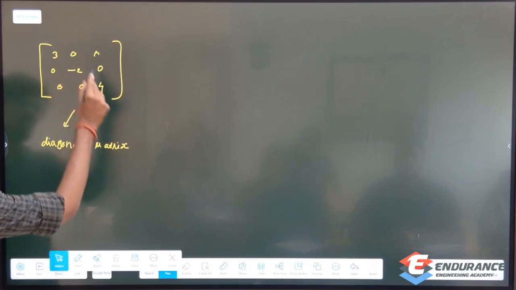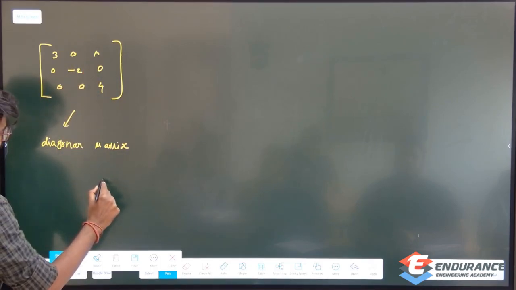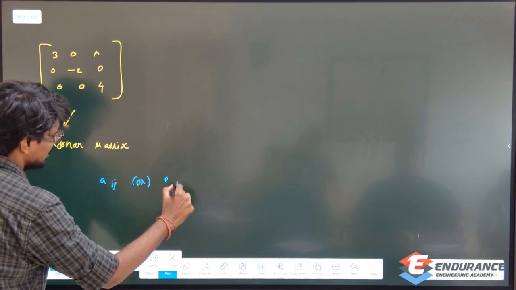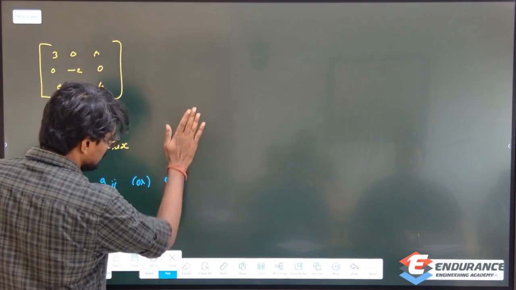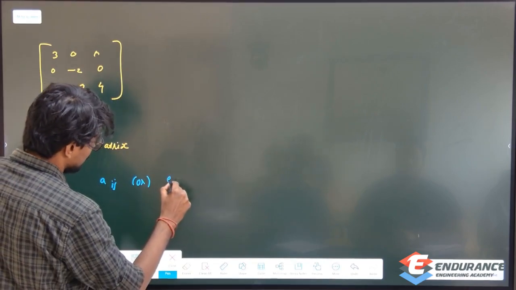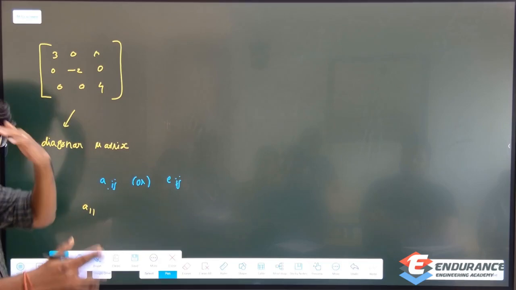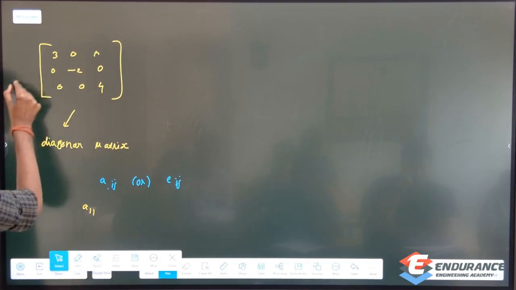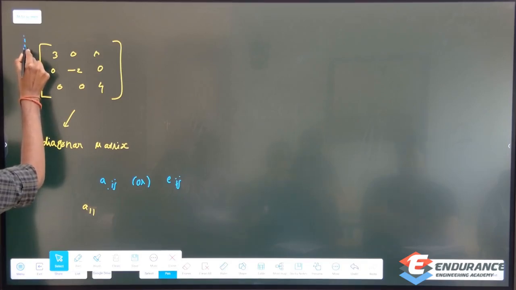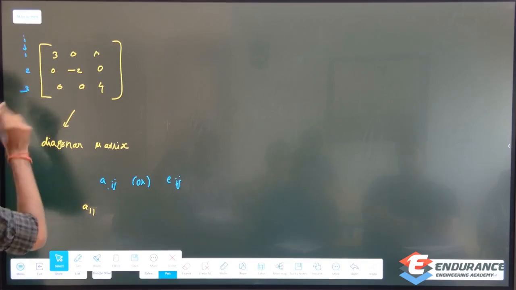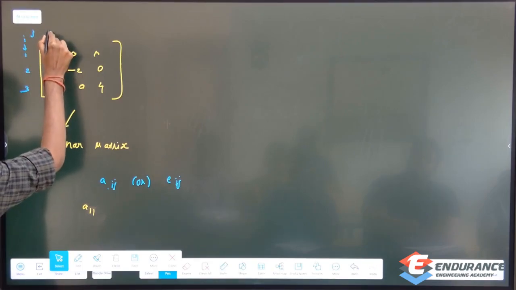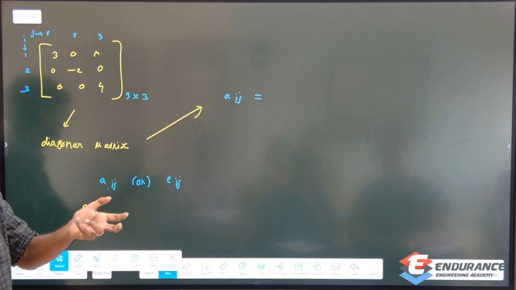Generally, we define any element in a particular matrix with Aij or Eij. E or A, it depends on the particular question. First row, second column, etc. So this is my first row, second row, third row, right? So I will be represented here as 1, 2, 3: first row, second row, third row. J is concerned with the columns: first column, second column, third column.